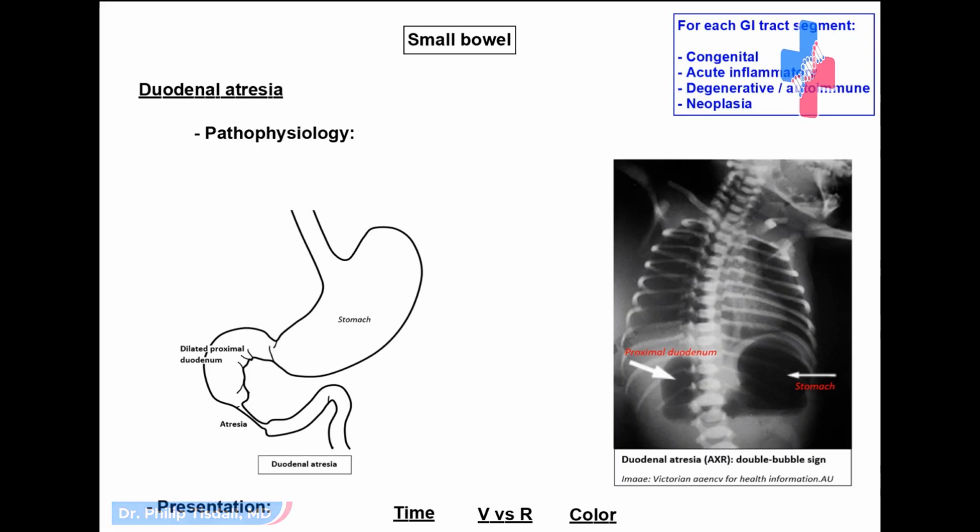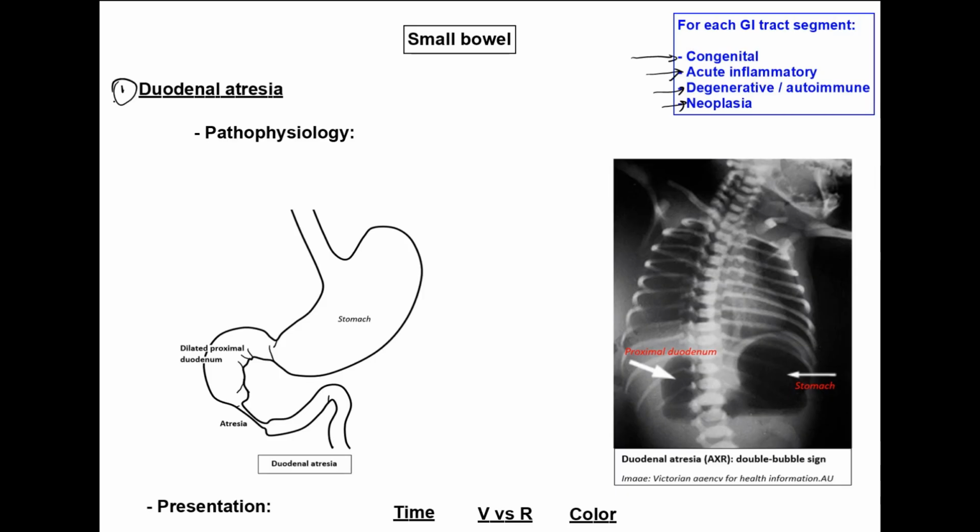Hello and welcome. In this video, we will be discussing diseases of the small bowel. A good way to organize diseases of the GI tract is to take each segment, such as mouth, esophagus, stomach, and for each name the most important congenital abnormality, acute inflammatory disease including infections, degenerative autoimmune diseases, and neoplasias. For the small bowel, there are two important congenital diseases.